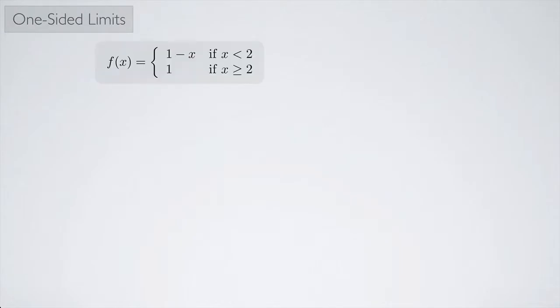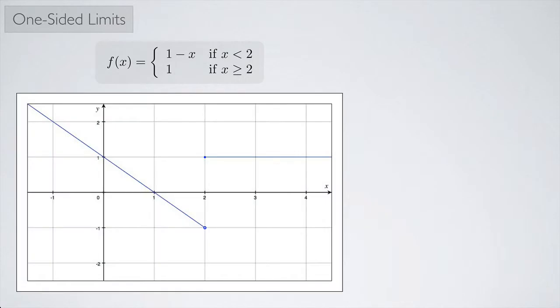Consider the function f of x equals 1 minus x if x is less than 2, and 1 if x is greater than or equal to 2. So that's a piecewise function that looks like this, and we see the 1 minus x portion of the graph here, and an open circle down here, and then the 1 part of the graph here, and a closed circle right there.